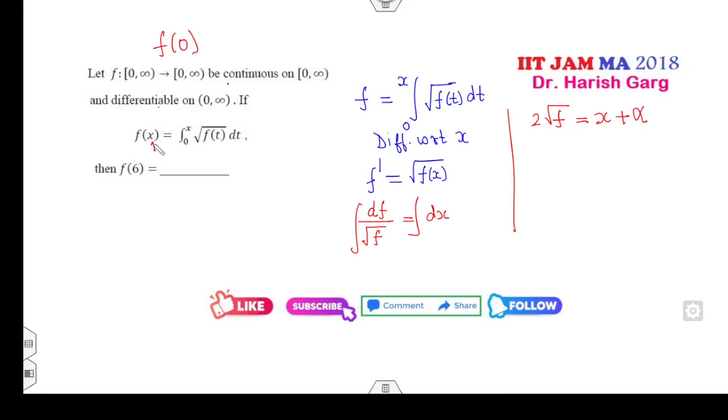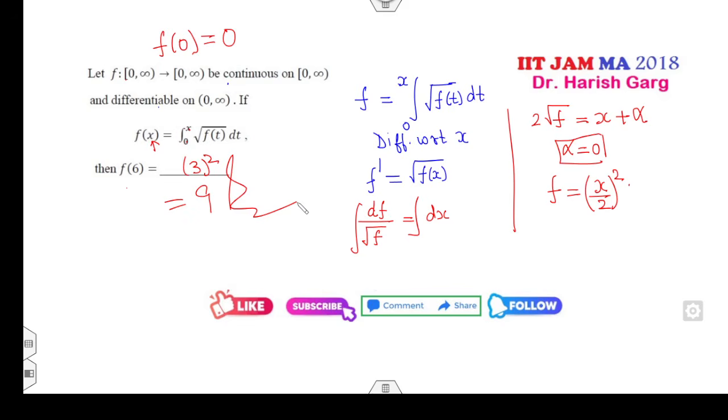And what is the constant? It is f of 0. What is the value of f of 0? Integration from 0 to 0 is my 0. So when you take f of 0 is 0, alpha will be 0. So what is the answer of the f? x over 2 whole square. What is the value of the f(6)? 6 by 2 is 3. 3 square. 9 is the right answer of the problem.